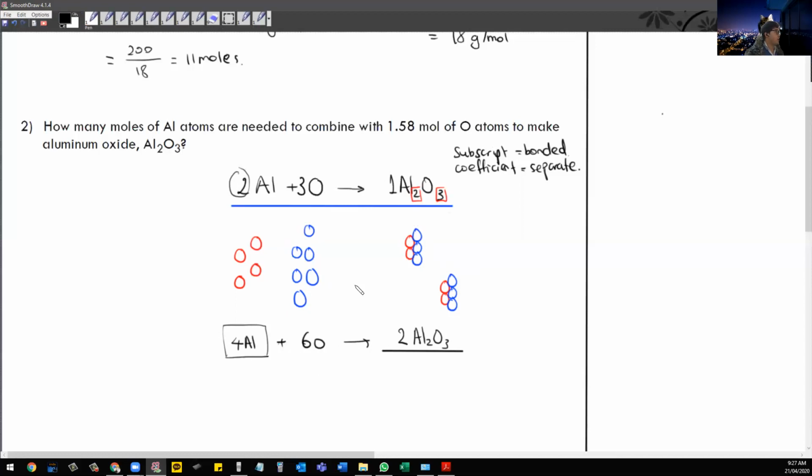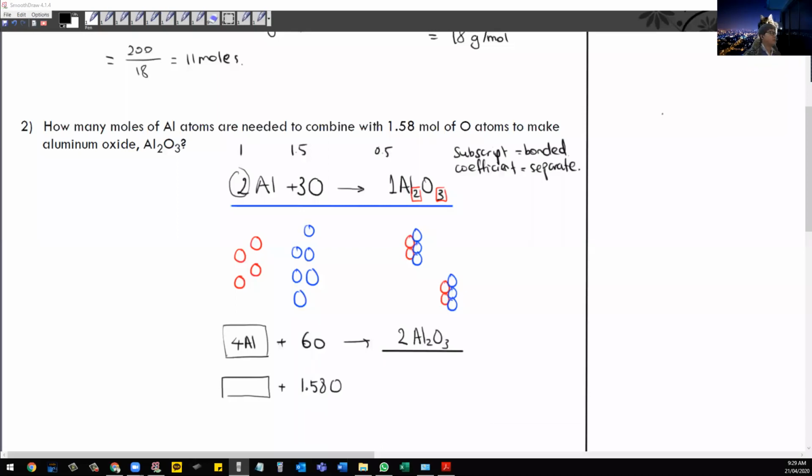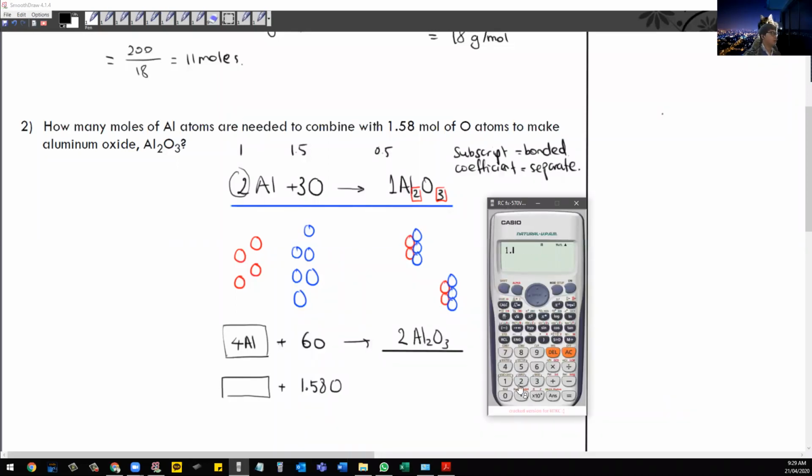But the question now is, if you have 1.58 oxygen, then how many aluminium? That's the question, okay? So I want you to think about that. So this is how you do it, okay? What you gotta do is 1.58 times by 2/3. So where did the 2/3 come from? Came from that, 2 and 3. Right, the ratio.